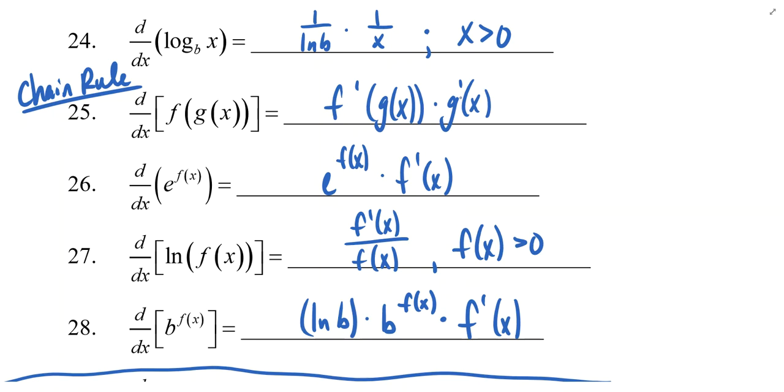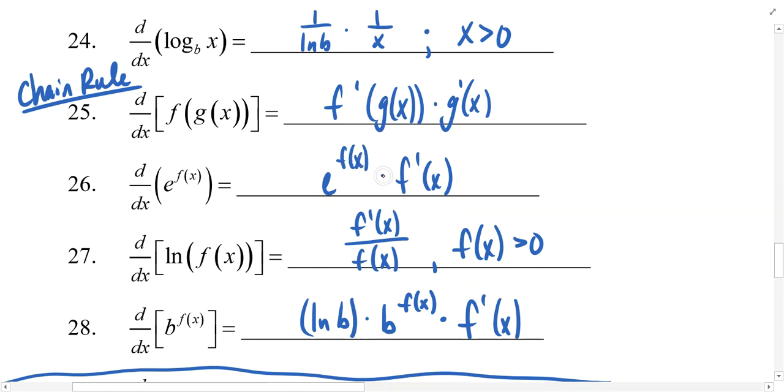For 26 through 28, these are all extensions of the chain rule in some specific example. E raised to the power of a function, so it's not just e to some number x, but e to an equation or a function f of x. Well, the derivative, similarly to the other power rule for the base e, is e to that power f of x.